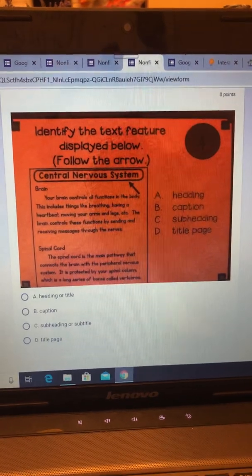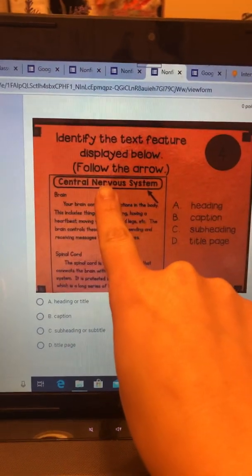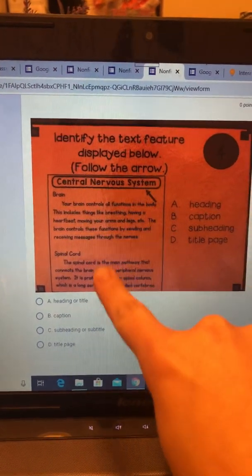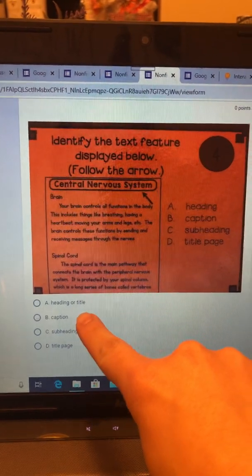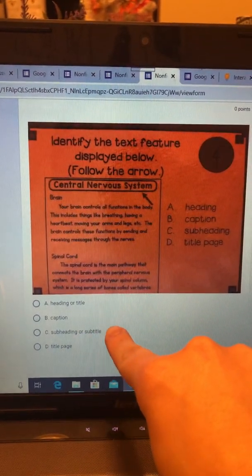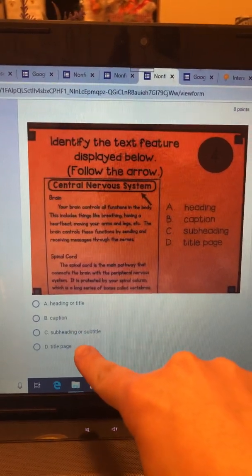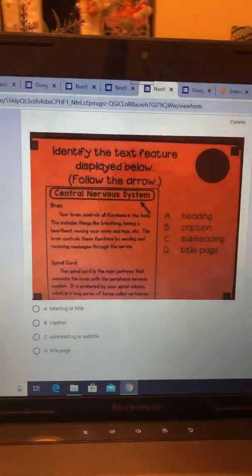Right? What text feature is this? So looking at this page, we're talking about up here, central nervous system. Is that a heading or a title? Remember, those are synonyms. A caption, a subheading or subtitle. Remember, those are synonyms. Or a title page. So this part up here at the top of the page, what do I call that part?